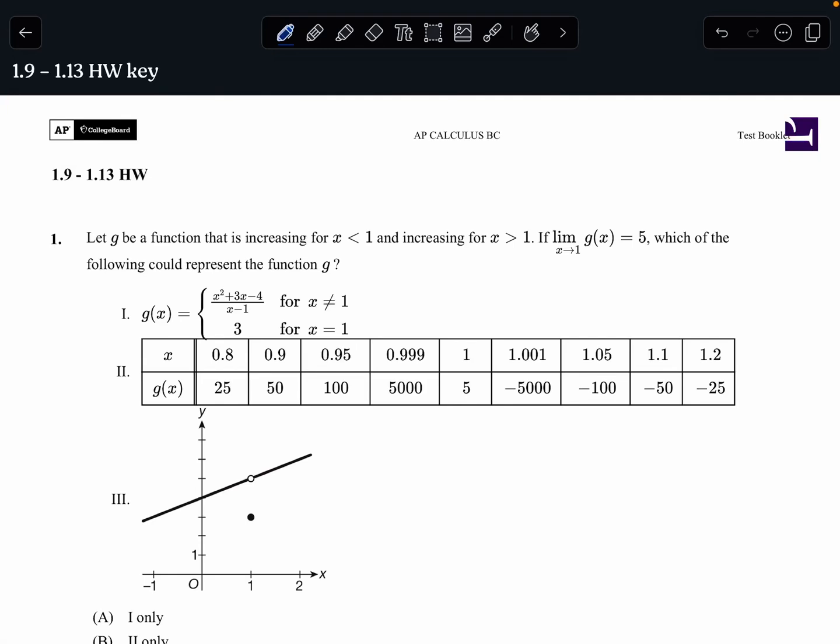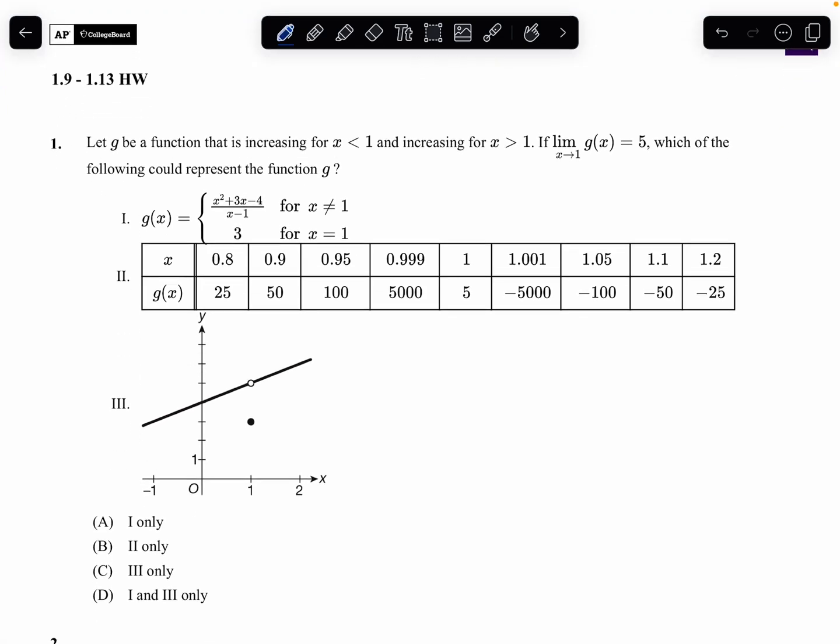Hey guys, in this video we're going to go over the 1.9 through 1.13 homework. Now as far as 1.9, we actually technically didn't cover it in the notes, but it shouldn't be anything that we can't do with what we already know.